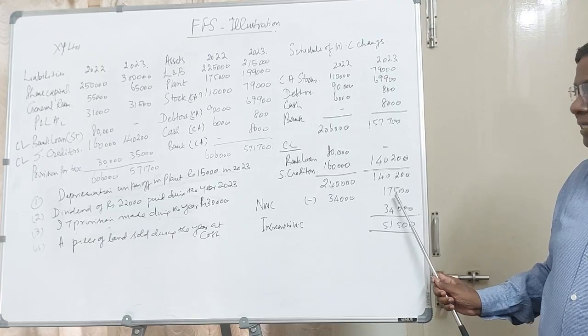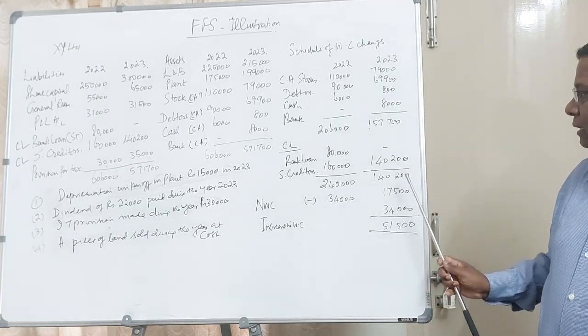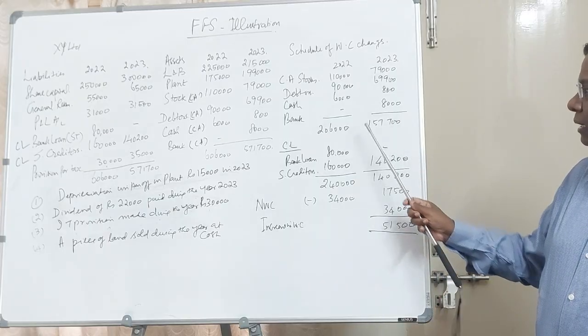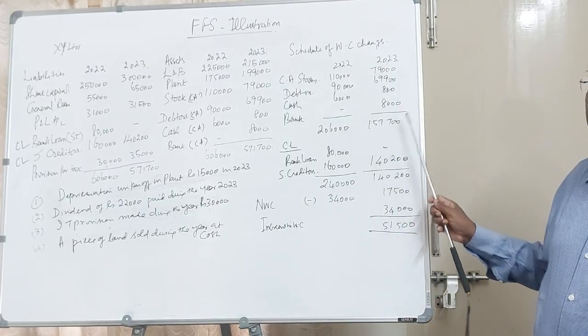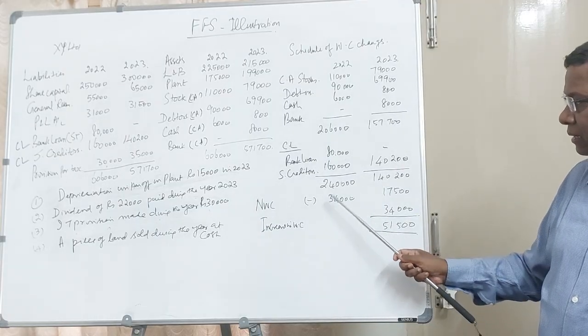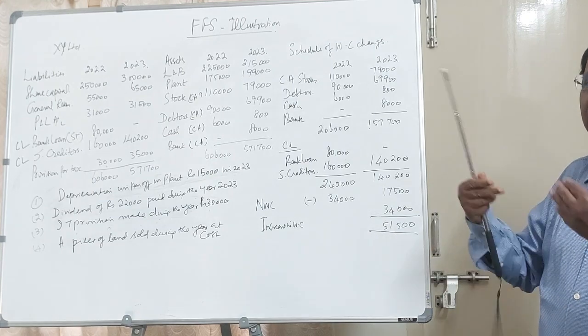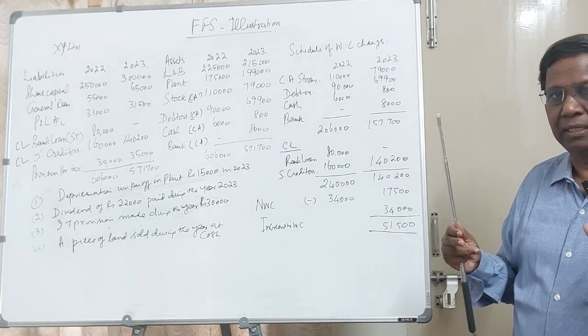So he has brought in 17,500. That means this is more, this is less. That means he has brought in additional money here. He has brought in more contribution here. So what happened is, besides adjusting the 34,000 which he had taken last year, he has brought another 17,500. That is what it means. Am I right?